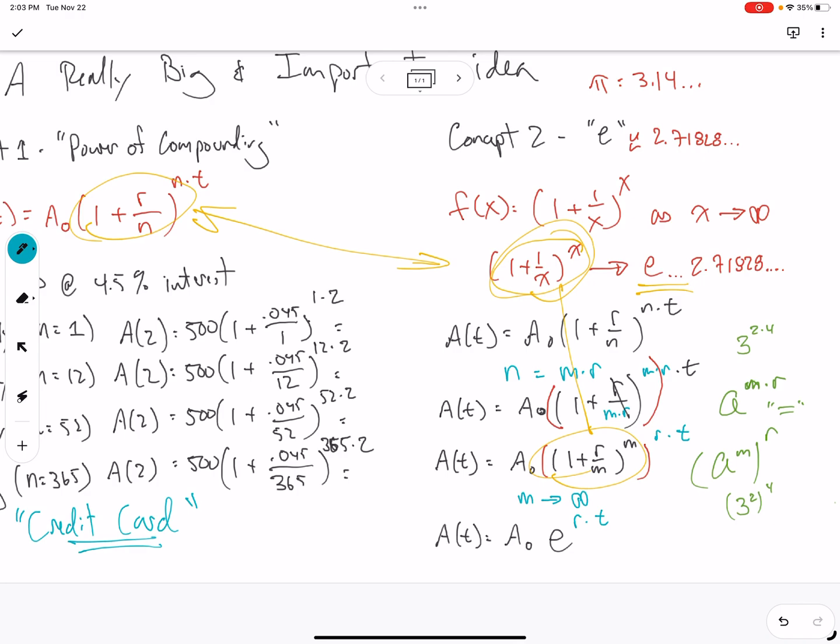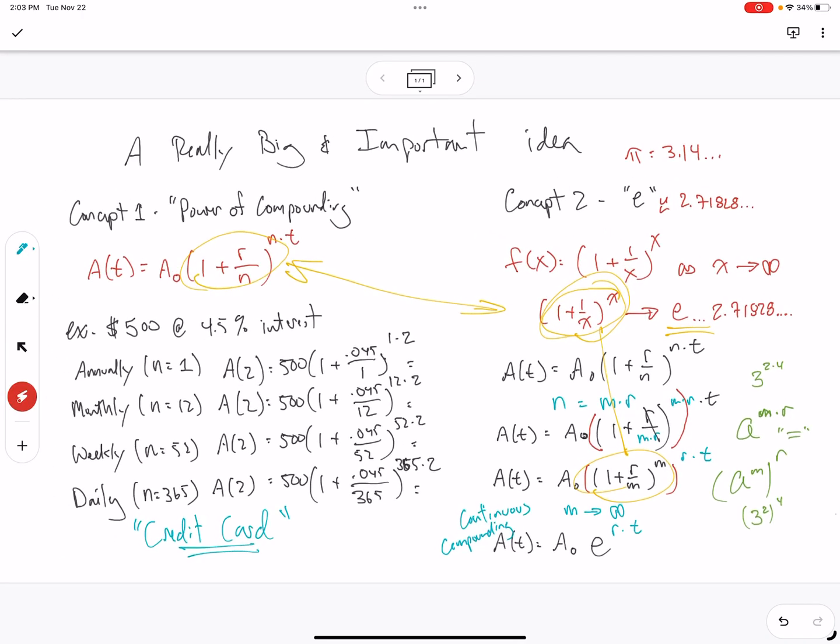So this right here is what's known as continuous compounding. Okay? And if you want, by way of going back to this example right here, we can plug 500 here, 4.5 in the exponent, and use e in your calculator. So you're going to do this, 500 times e to the 0.045. It's still over 2 years.